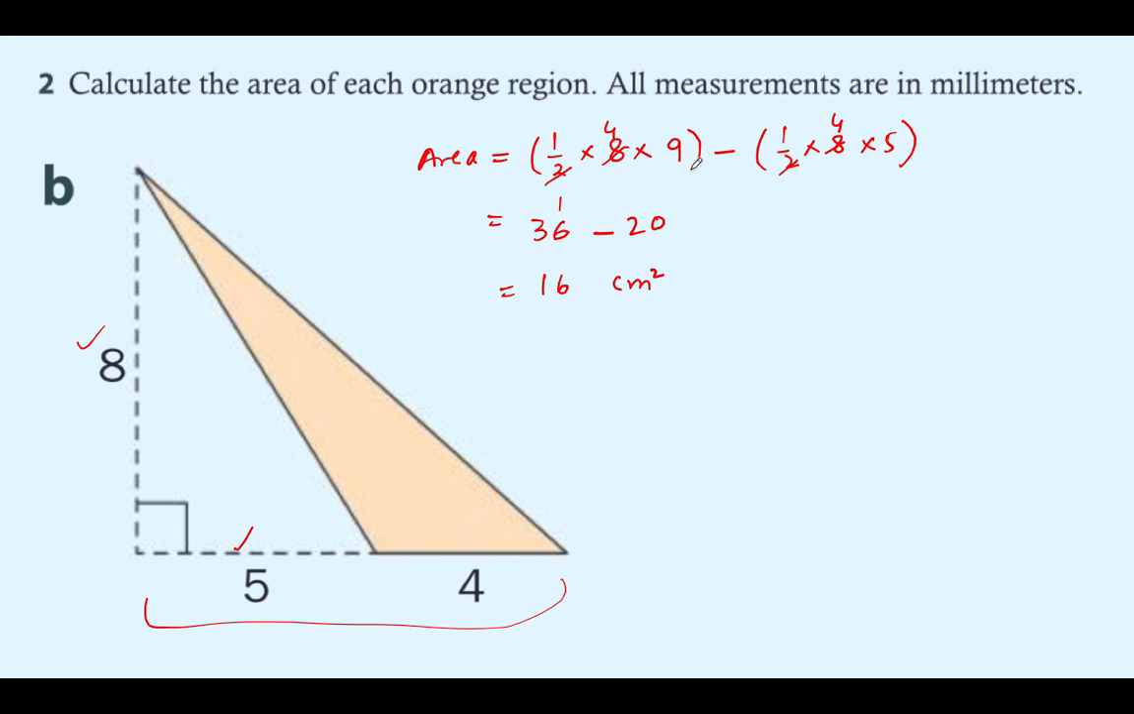centimeters squared. Or alternatively you can see that the orange one is a triangle with base 4 and height of this triangle is 8. So you can directly find the area, that is half into base 4 and height 8, which is also 16.